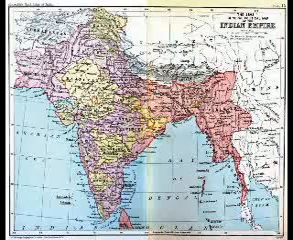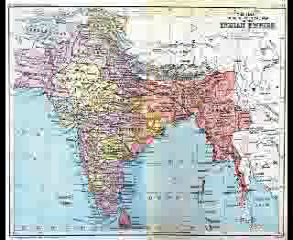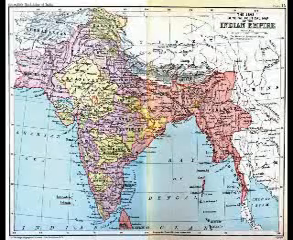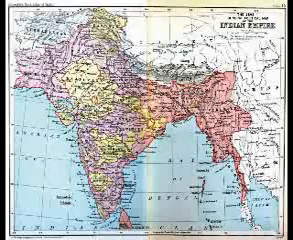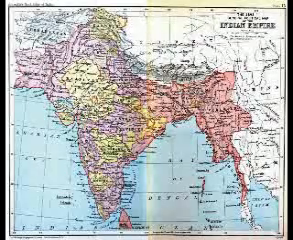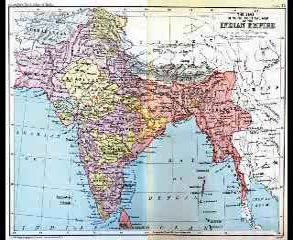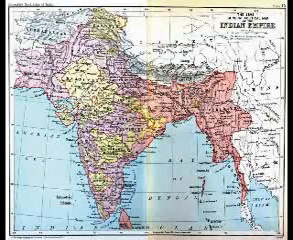In fact, the first local level popular associations were organized in the states under the impact of the non-cooperation and Khilafat movement, which lasted from 1920 to 1922.